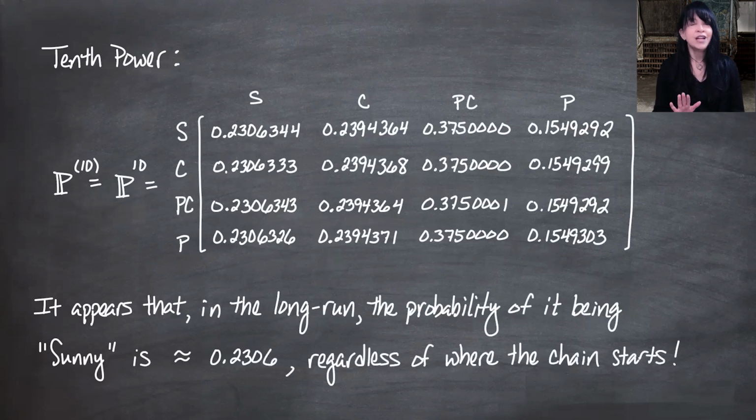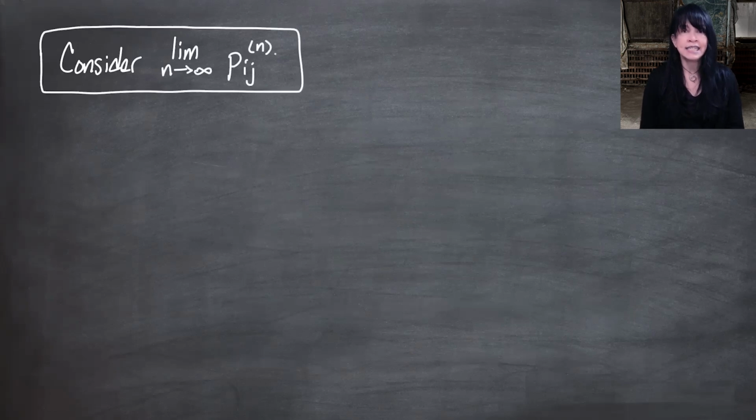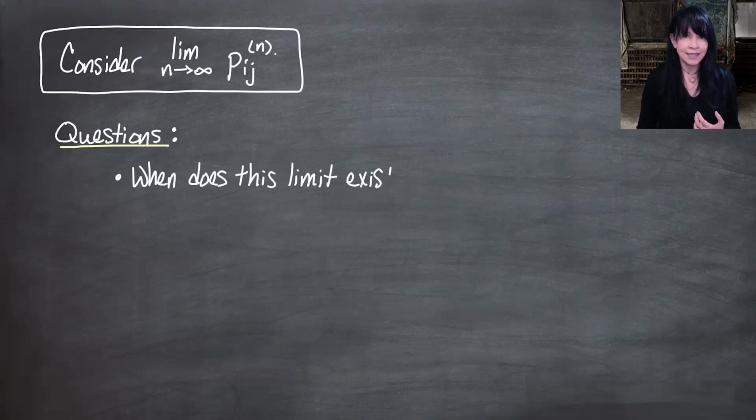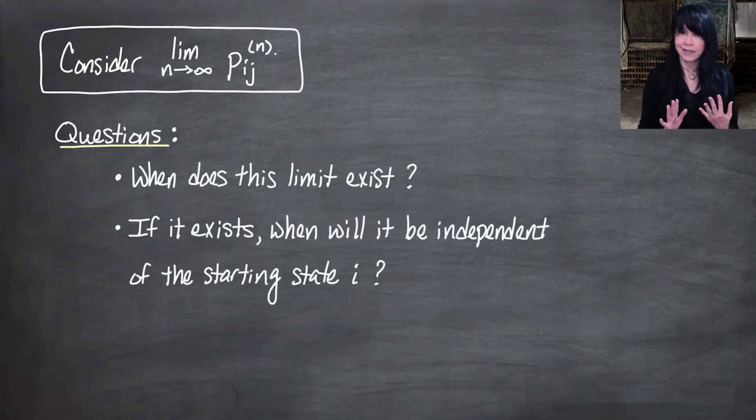Consider, if you will, taking the limit as n goes to infinity of the probability of going from i to j in n time steps. I want n to get really large, and I have some questions for you. Number 1 is, when does this limit even exist? Number 2, if it exists, will it be independent of the starting state i? That's kind of what we were seeing in the example with the sunny and cloudy on the previous slide.